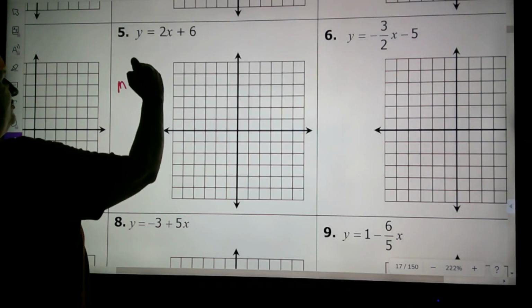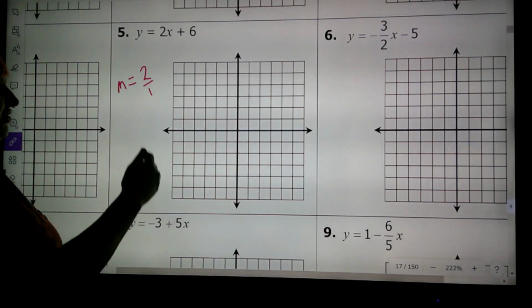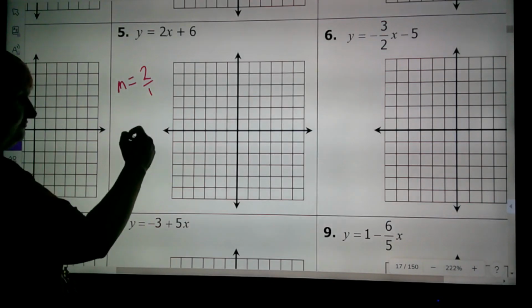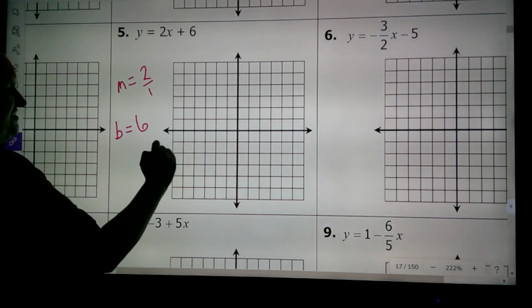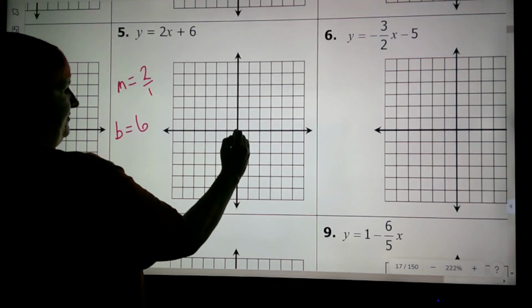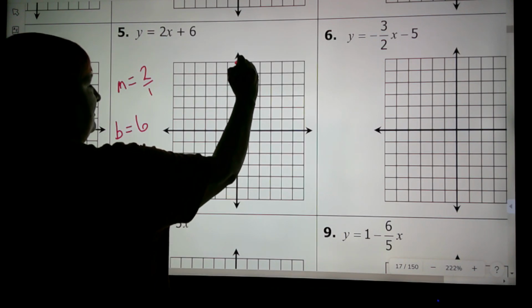My slope is 2, which means I need it to be 2 over 1 so that I know my rise and my run. And my y-intercept is positive 6. So my first point is going to be at (0, 6). 1, 2, 3, 4, 5, 6.